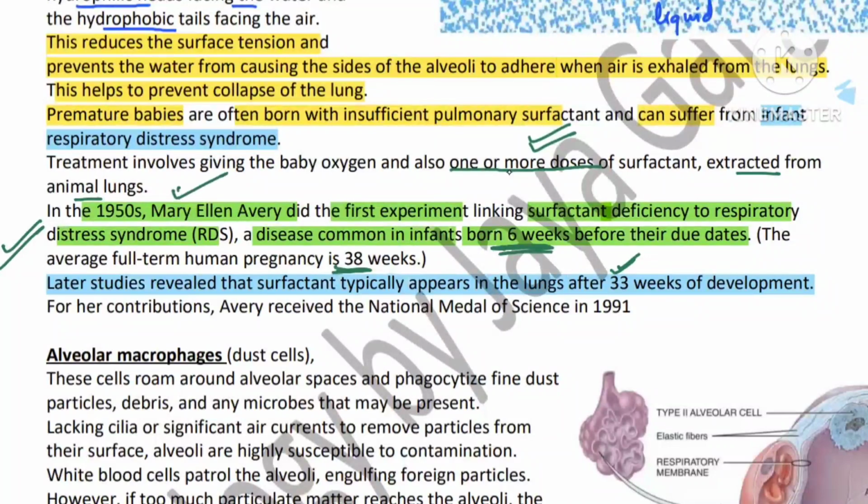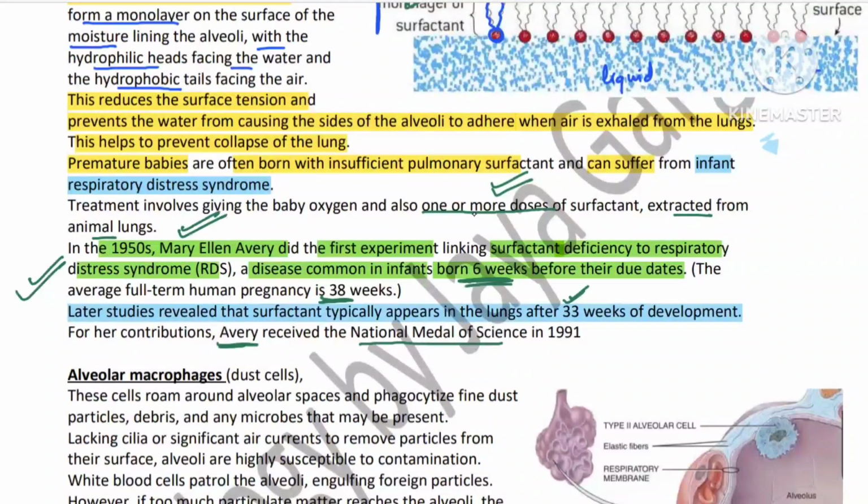And this work was done by Mary Ellen Avery. For this, she got the Medical Medal of Science in 1991. Not Nobel Prize, sorry, that is wrong. She received the National Medal of Science in 1991. So I think these two topics are clear, type 1 pneumocytes and type 2 pneumocytes.